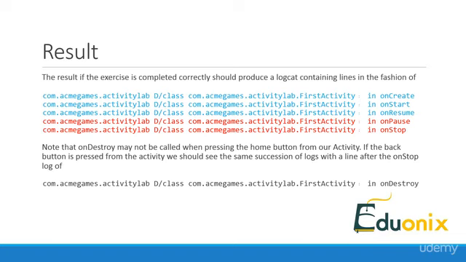Please note that the onDestroy call may not be called when pressing the home button from our activity. The Android system may not require to destroy the activity because it may be displayed again shortly. If instead of pressing the home button after the onResume call is printed, we press the back button, the Android system should destroy the activity, and we should see the following line called showing our onDestroy.